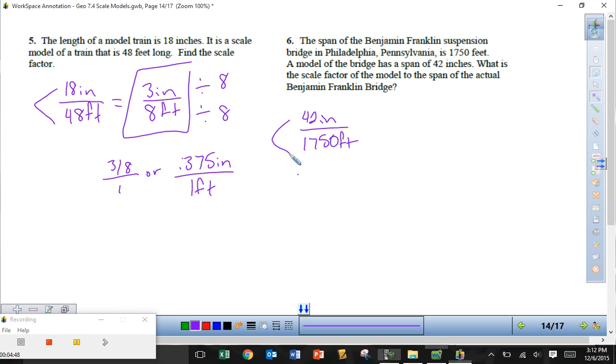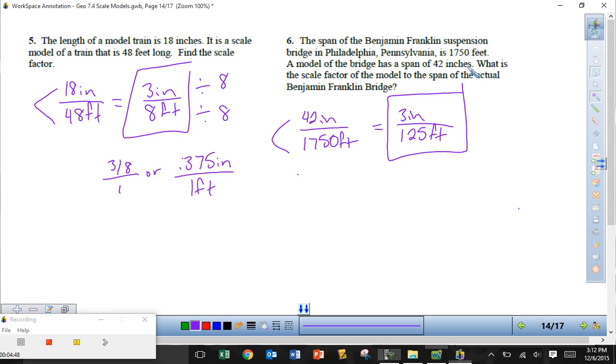Okay, so we just, again, want to look if we can reduce this at all. And in this case, a 14 goes into both of those. If you take 14 out of 42, you have 3 inches left on the top. And then go ahead and take 14 out of 1,750 for me. Okay, and that goes in 125 times. That is our scale factor.